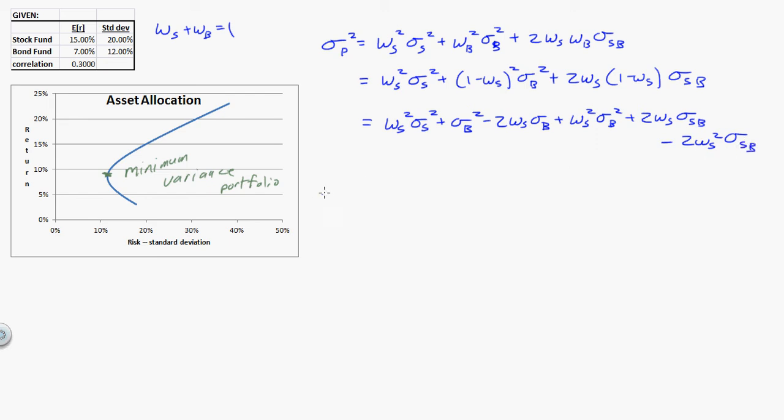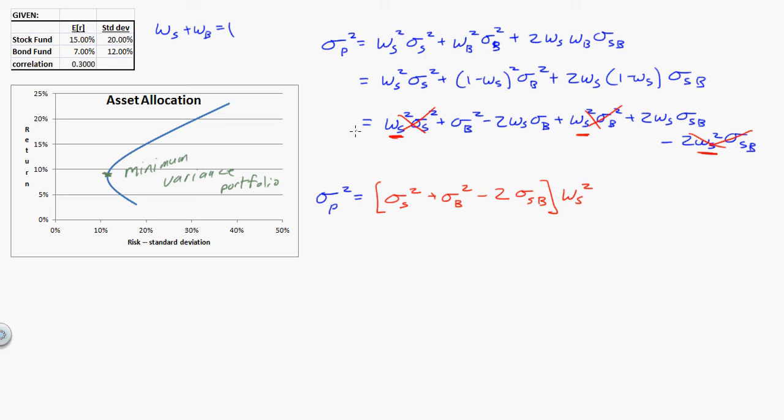Okay, so now let's combine terms. And I'm going to do this in red just to change colors here. What I want to do is find all the WS squareds. So there are all the WS squareds. And so it's going to be sigma S squared, the variance of the stock, plus the variance of bonds, minus 2 times the covariance of stock and bond. That's all multiplied by the weight of the stock fund squared.